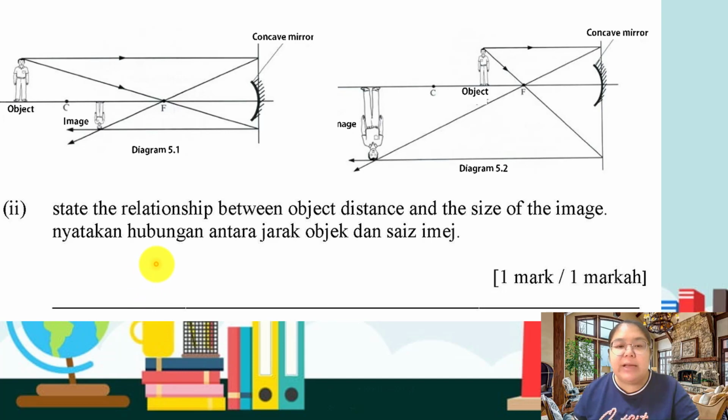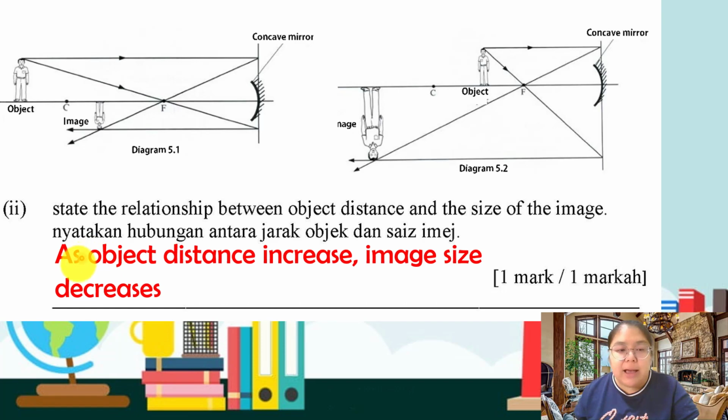Okay, the last one, relationship between the object distance and also the size of the image. So when the object distance is further, the size of the image becomes smaller. You also can write inversely proportional. But from here, I show you how to write the full sentence. Okay, the sentence is, as the object distance increases.